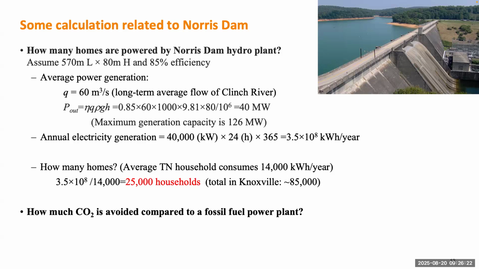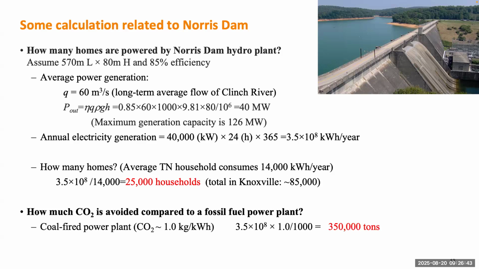So if I don't have this hydro power plant, but I build a fossil fuel power plant, I can build about the same size. It's a 40 megawatt power plant, but it will generate CO2. So let's see how much CO2 is avoided by using this hydroelectric power plant instead of a fossil fuel power plant. If I replace this one by a coal-fired power plant, for coal-fired power plant, each kilowatt-hour of energy comes with 1 kilogram CO2.